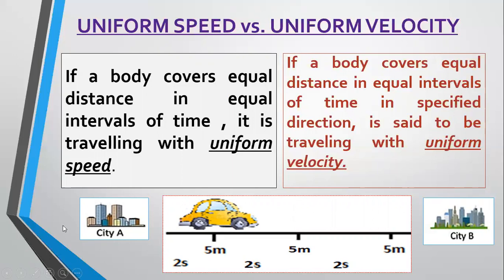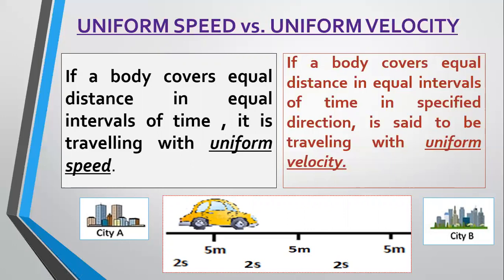A car is moving from city A to city B. The car covers a distance of first 5 meters in 2 seconds. Then again the next 5 meters in 2 seconds. Then again 5 meters in 2 seconds. Same distances are being covered in same time intervals, 2 seconds, 2 seconds, 2 seconds.